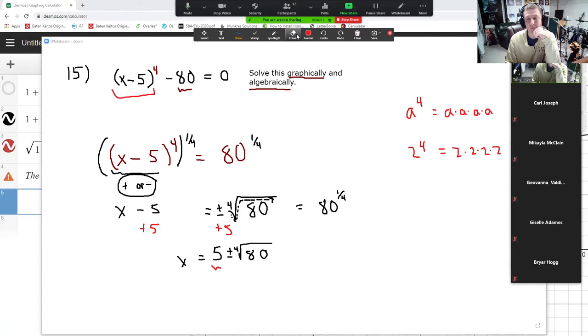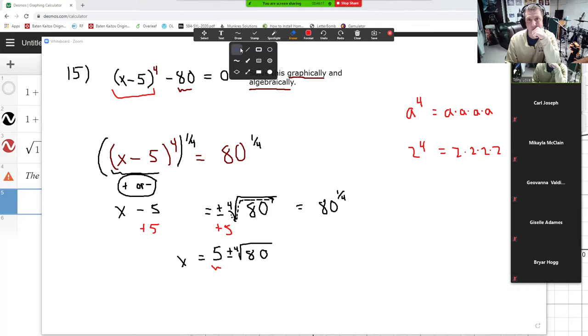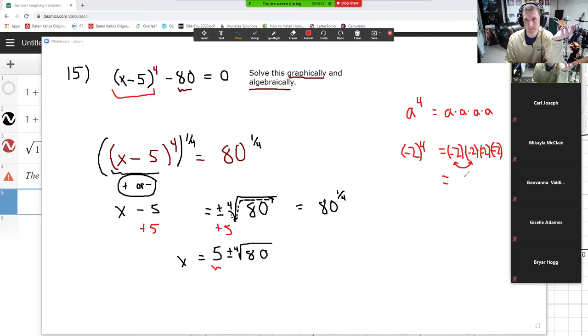Does that change if the thing we plug in is negative? What if we plugged in negative 2 to the fourth power? Remember that a negative times a negative cancels out, so negative 2 times negative 2 is positive 4, and this negative 2 times this negative 2 is also a positive 4. So actually, it doesn't change. The end result is still positive 16. So a positive number to an even power is equal to the opposite of that number to the same even power.